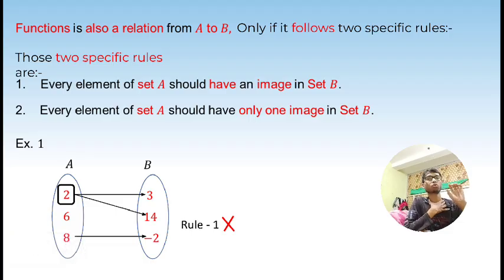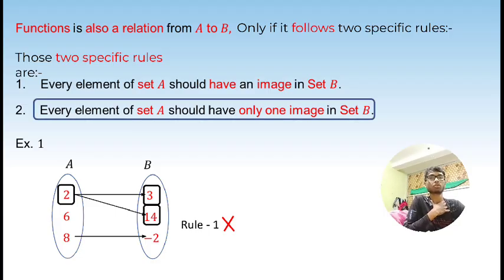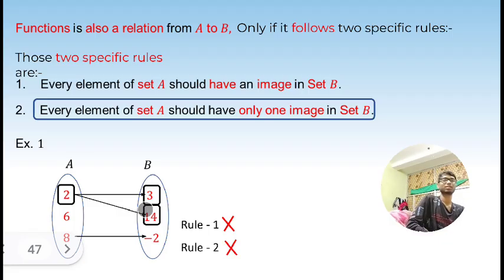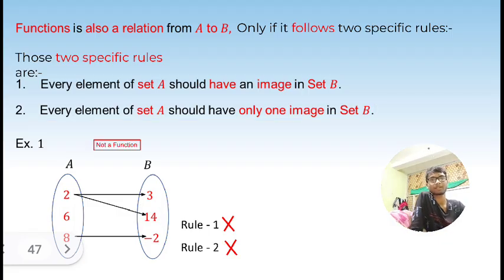Only one input should give only one image. Here too, so this is also invalid. Every element of a set A should have only one image in set B. So here, this element has two images in this set, which is not valid.